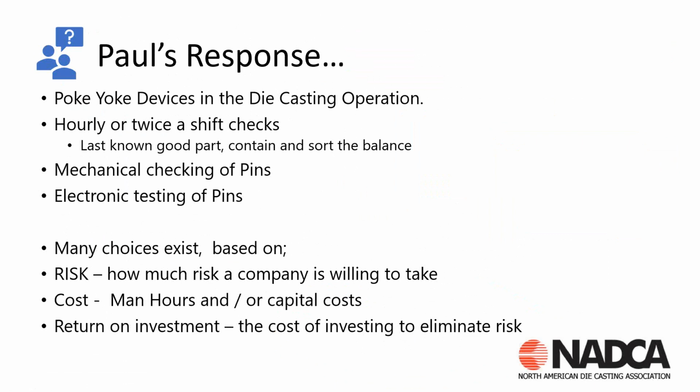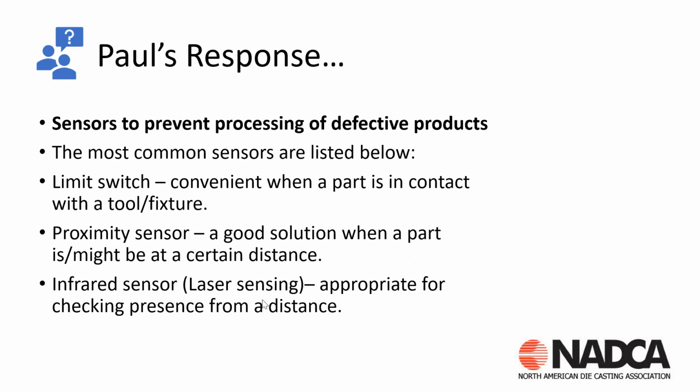And then what's the cost? What's the cost of those man hours when a broken core does happen? Or what are those capital costs for putting in detection devices to detect the broken core in the die-cast die or the broken core in the die casting? And then what's the return on that? Our risk versus our cost. So determining all of that is a company choice that we've got to make.